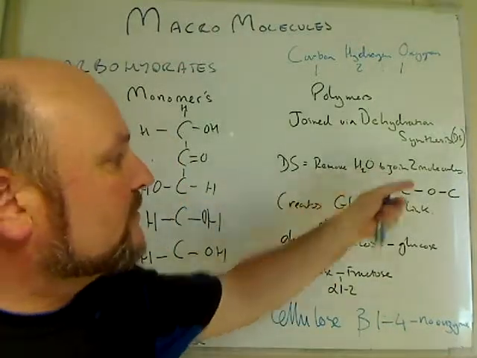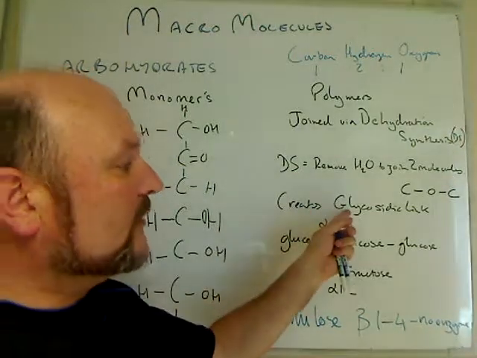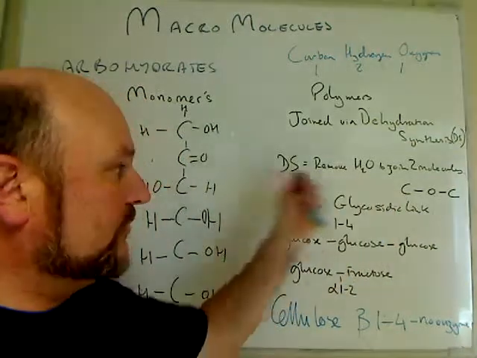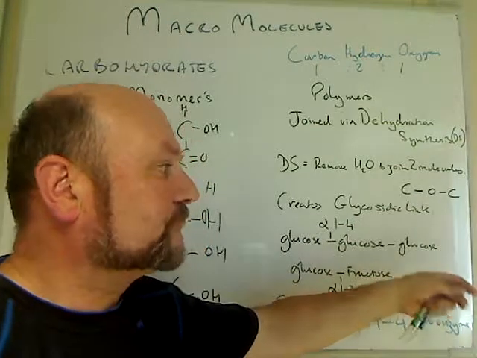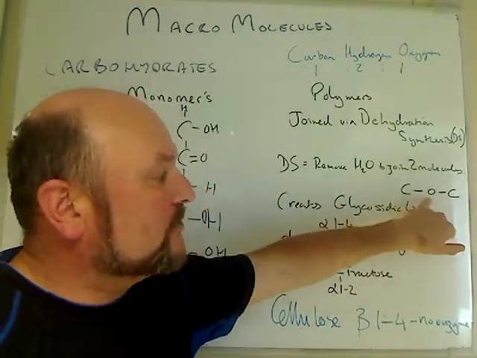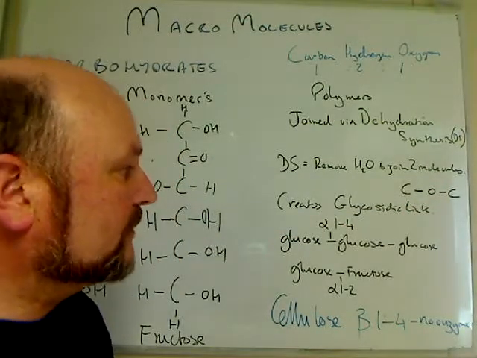So this process, in terms of carbohydrates, creates what's called a glycosidic link. And that's really a carbon of the glucose, for example, joined to the carbon of another glucose or a fructose, for example. In between there is an oxygen molecule. And this is the glycosidic link.